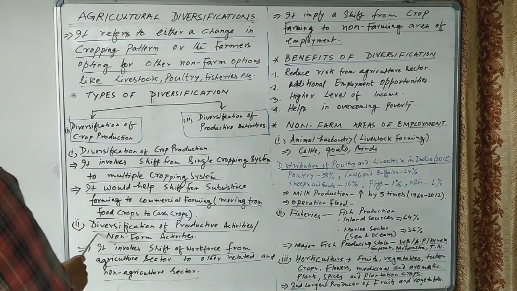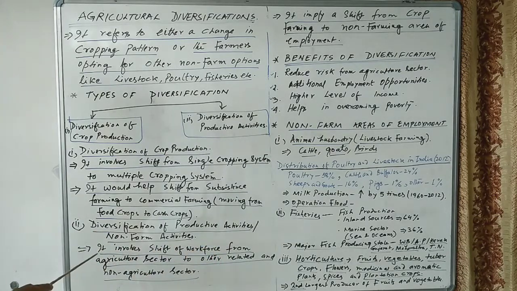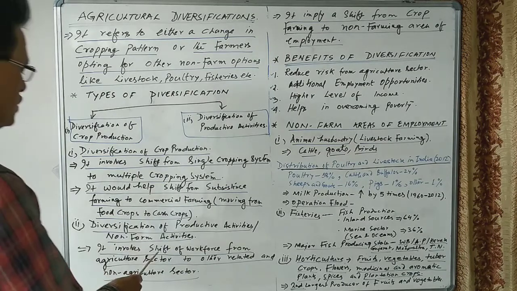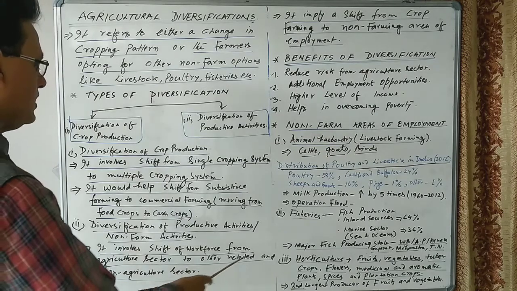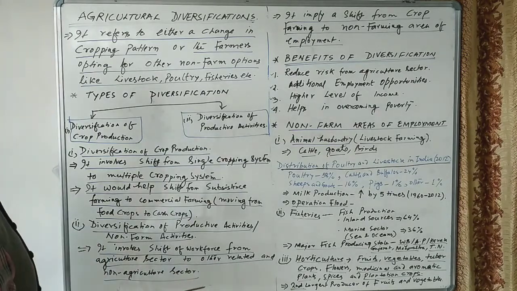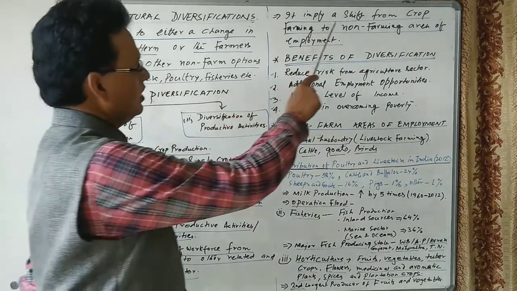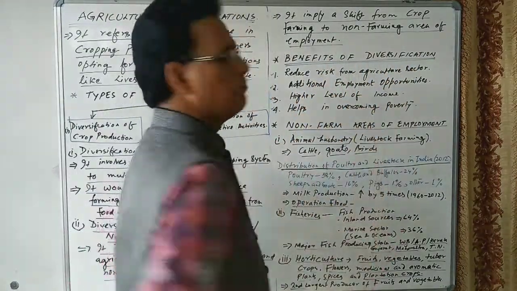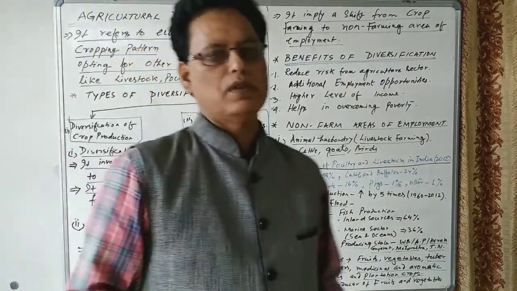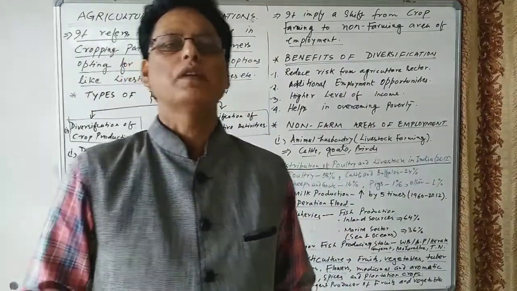The second one is diversification of productive activities, which is also known as non-farm activities. Non-farm activities involve a shift of the workforce from the agriculture sector to other related and non-agricultural sectors. It implies a shift from crop farming to non-farming areas of employment.